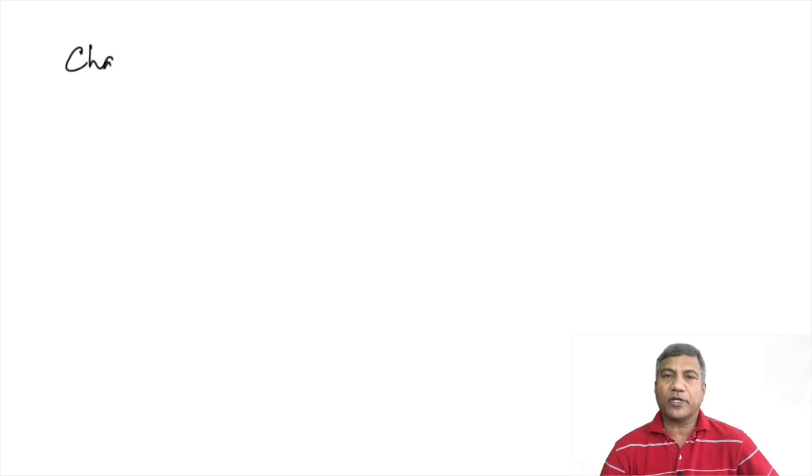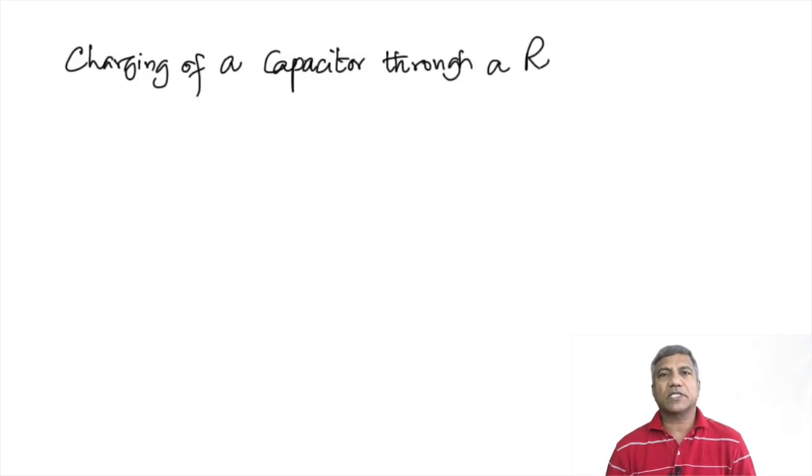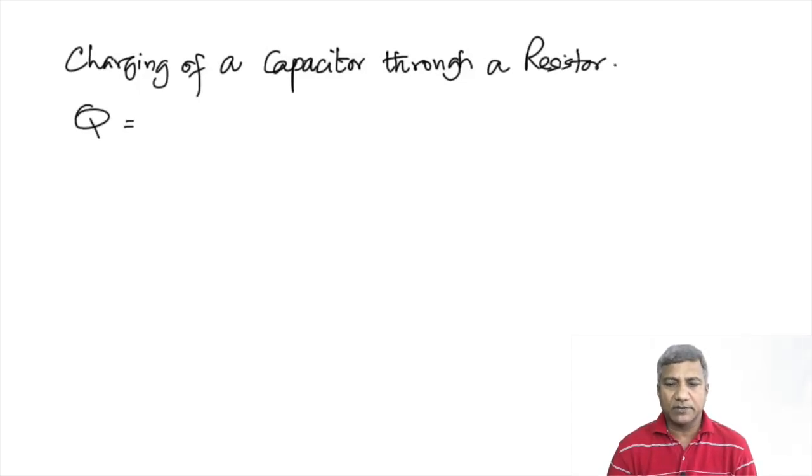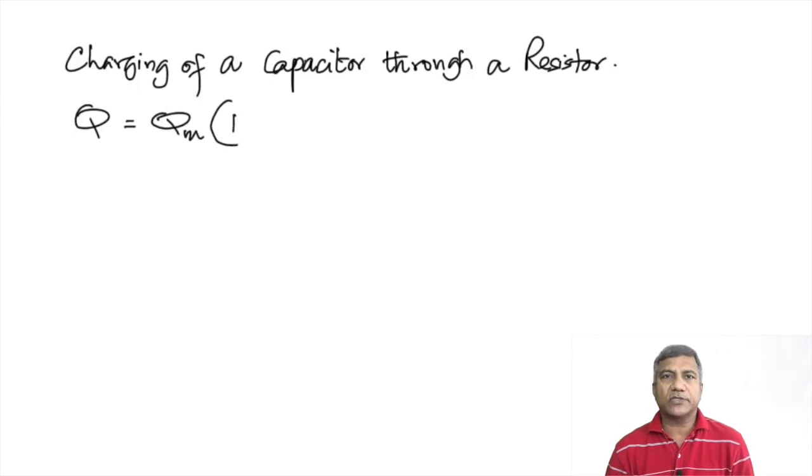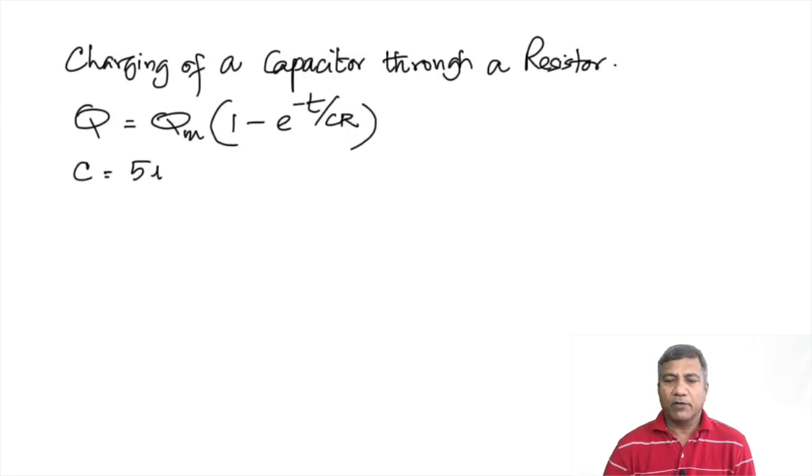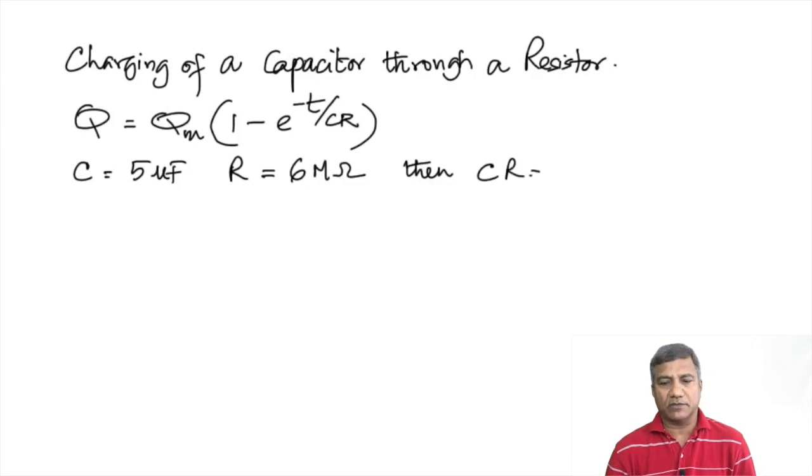Next is the charging of a capacitor through a resistance. So when a capacitor is charged through a resistance, the charge increases on it exponentially. And if the resistance is really high, then it takes even longer to get charged. So the basic formula for charging is Q is equal to Qm times (1 minus e raised to minus t by CR), where C times R is the time constant, and Qm is the maximum charge on the capacitor.